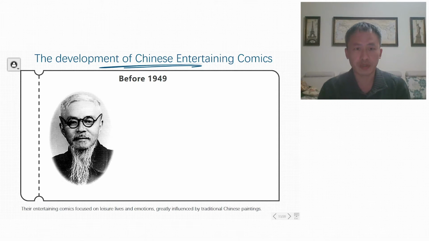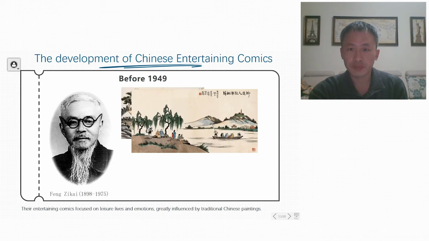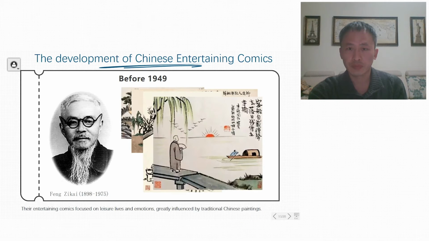So this one is a portrait of Feng Zikai, and let's have a look at some of his comics. This one, it's very beautiful. His comics are so different from American comics and Japanese comics. Their entertaining comics focused on nature lives and emotions, greatly influenced by traditional Chinese paintings.